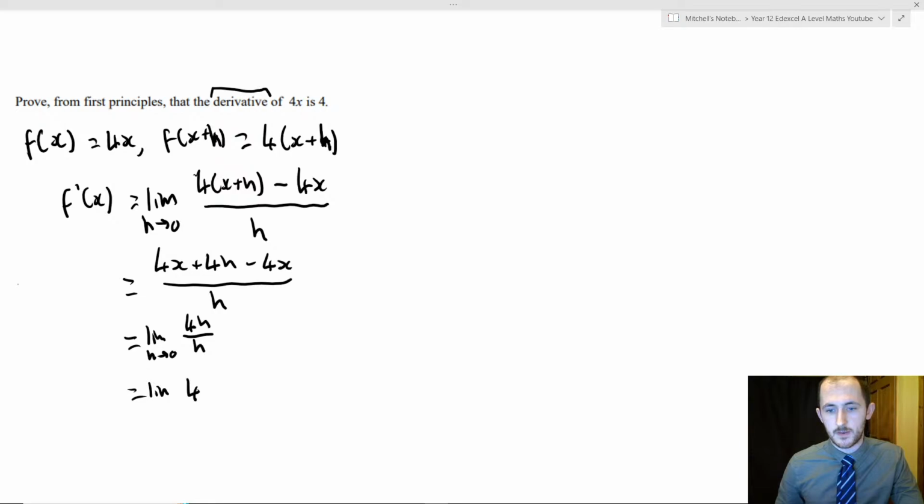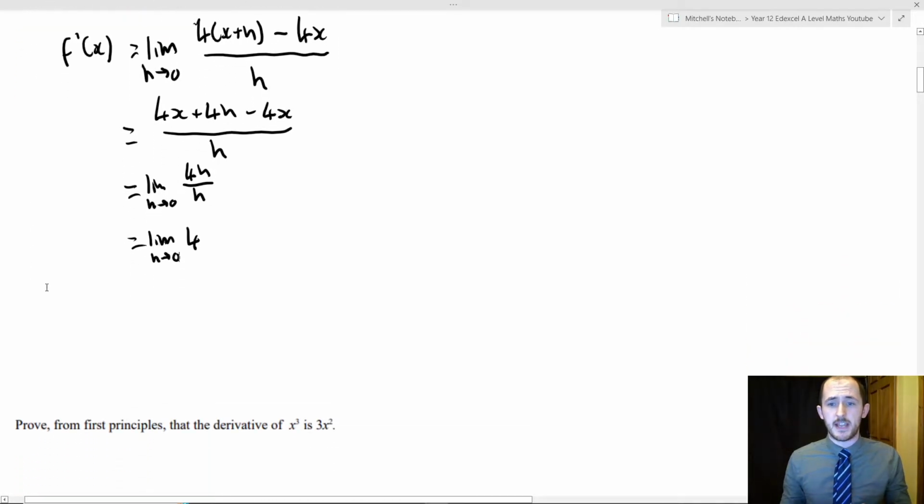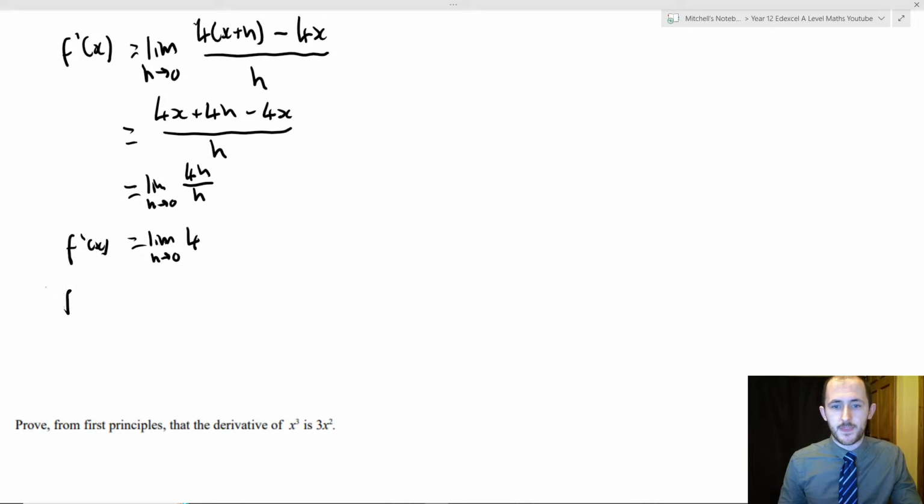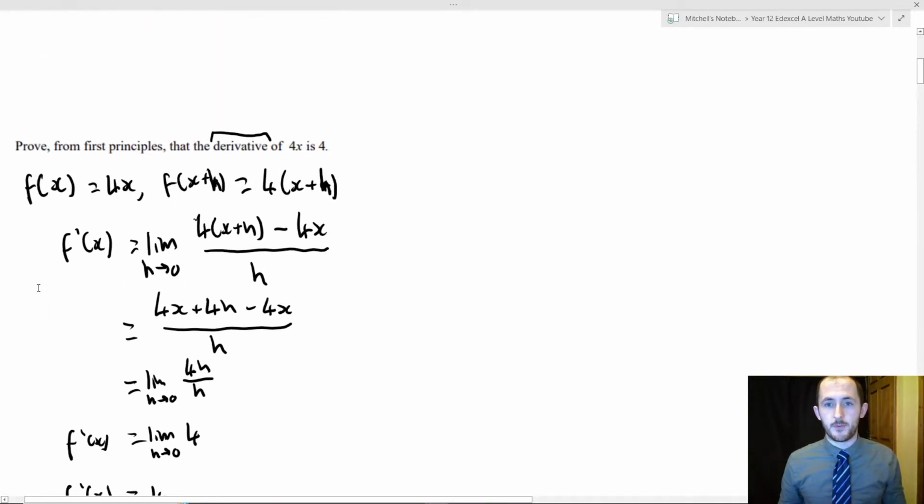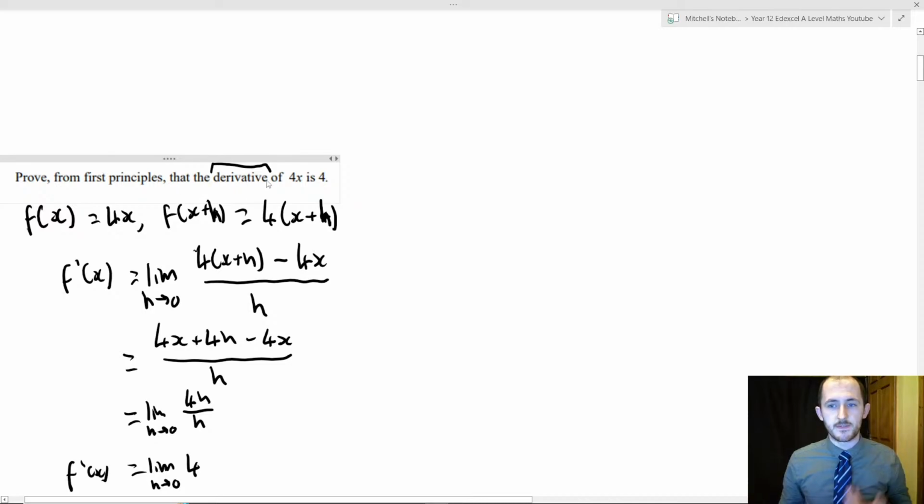Okay? So again, this thing looks a bit fancy, but for the purposes of AS maths, it's not really that bad. Okay? All it's imagining is, imagine if h is 0. So if I imagine h is 0 in this case, can you see that that would just give me 4? Because there is no h. So h is just going to equal 0, so it's just going to equal 4. So we've proved from first principles that the derivative of 4x is 4. Does anyone have any questions about that?